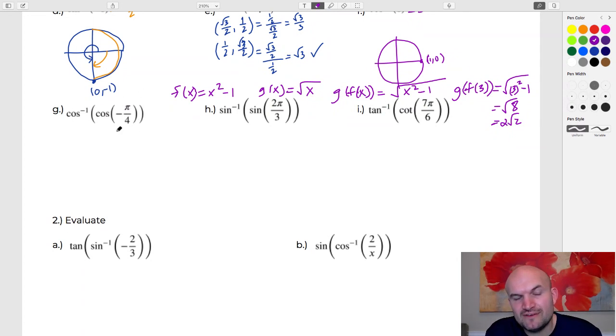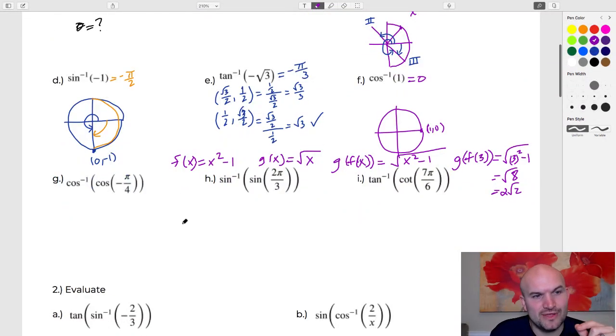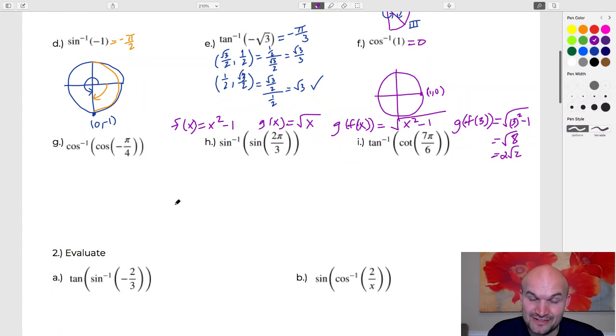So if we want to find the cosine of negative pi over 4, again, that's negative, right? So we know the cosine of pi over 4 is square root of 2 over 2. And again, I'm just talking from the unit circle that's in my head. So that's square root of 2 over 2, but it's negative, so it has to be in the second and the third quadrant. Cosine inverse is restricted to the second quadrant, so therefore, what is the angle that produces negative square root of 2 over 2 that's in the second quadrant? And that's going to be 3 pi over 4.